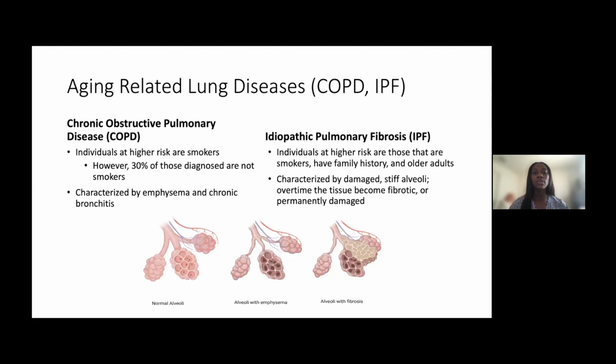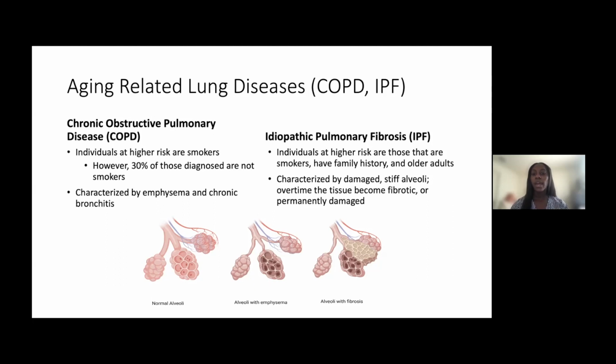Some age-related diseases we'll be looking at are COPD and IPF. COPD is chronic obstructive pulmonary disease. Those who are smokers are at higher risk. However, 30% of those diagnosed aren't smokers. This is characterized by emphysema and chronic bronchitis.